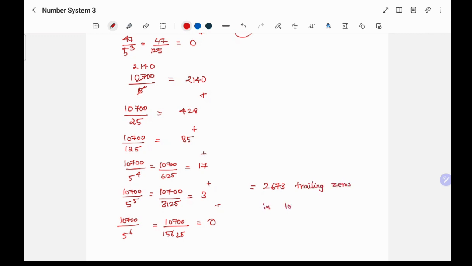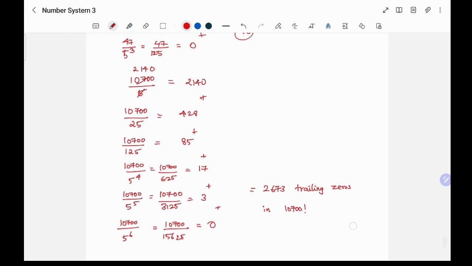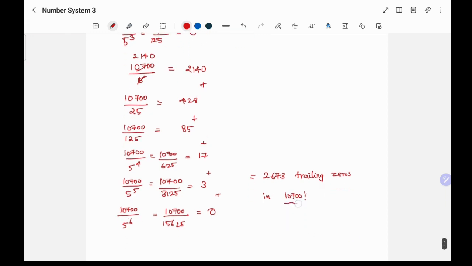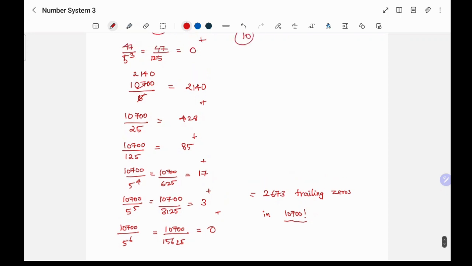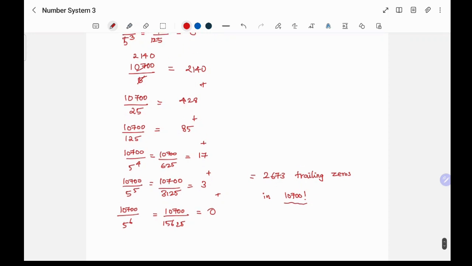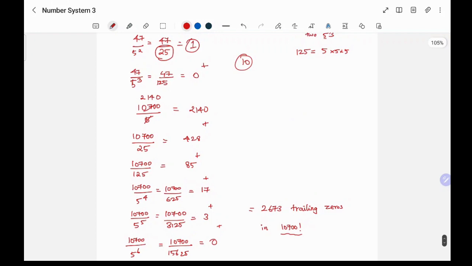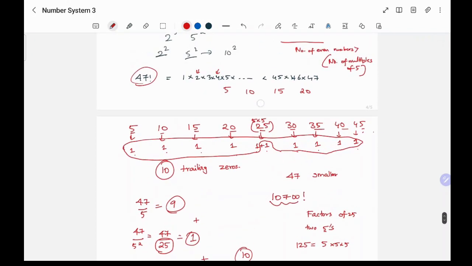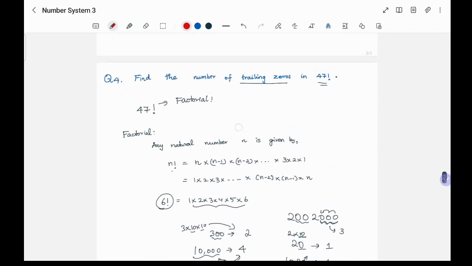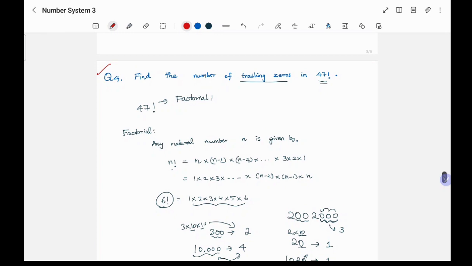in 10700 factorial. If you try to put this expression in the calculator and check, obviously it will run out of digits to display. So the easiest method is this way, and this is the standard method used to solve these types of questions. It is also a very frequent question. You can find it in almost every examination.